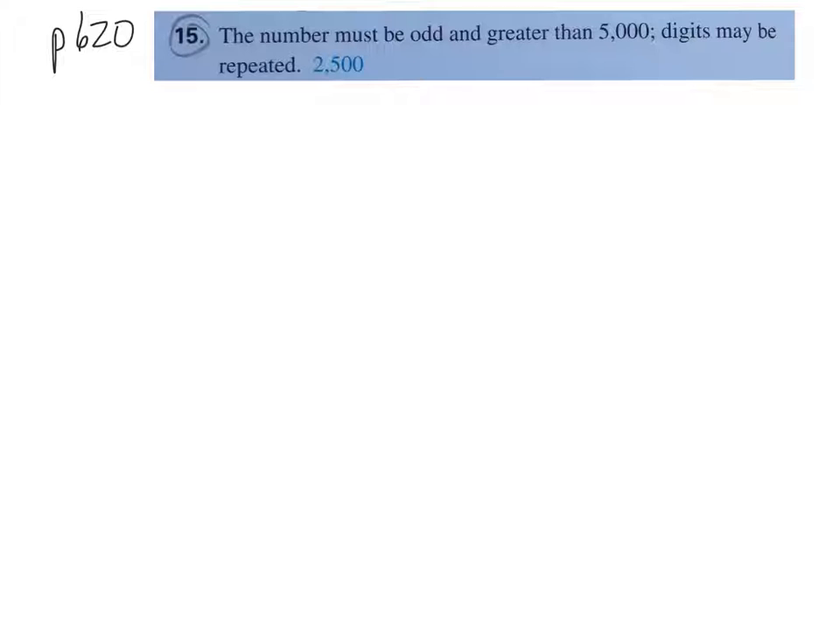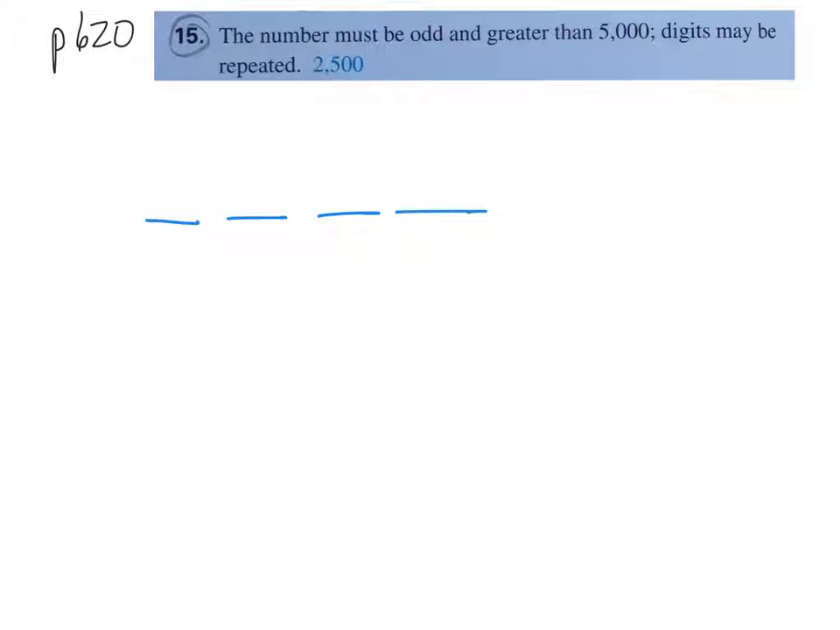Alright, same type of problem. We're still using the digits 0 through 9, so that's 10 digits. This time it says the number must be odd and greater than 5,000, and digits may be repeated. So let's line up our 4 slots. The number must be odd and greater than 5,000.